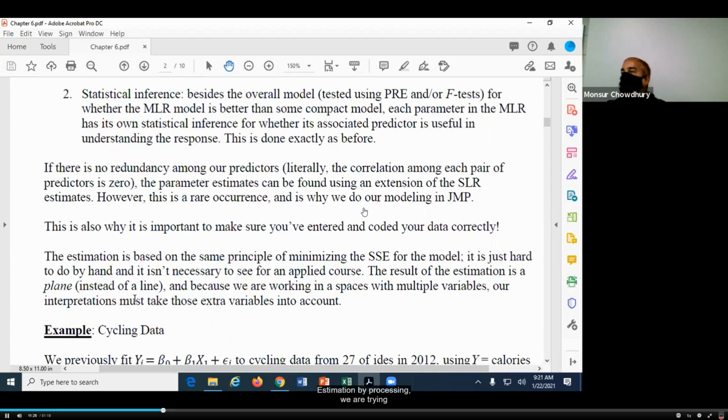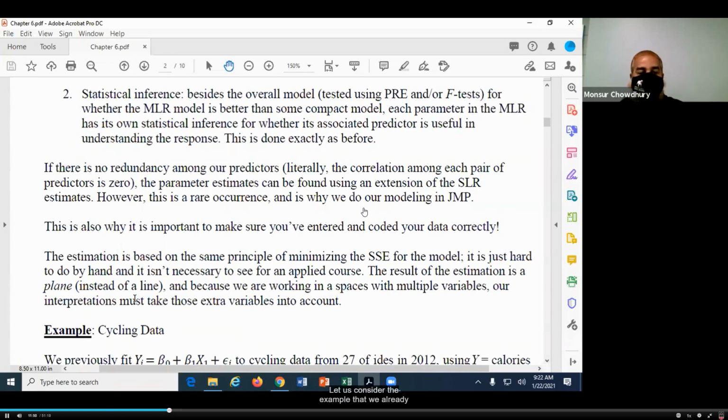So the estimation purpose is the same. We are trying to minimize the sum of squares of the error. So we call it SSE for this model. And we can do it just by hand, but it's not necessary for an applied course here. So we just do it in JMP, because JMP can compute the sum of squares of the error for us. So we'll do it here.